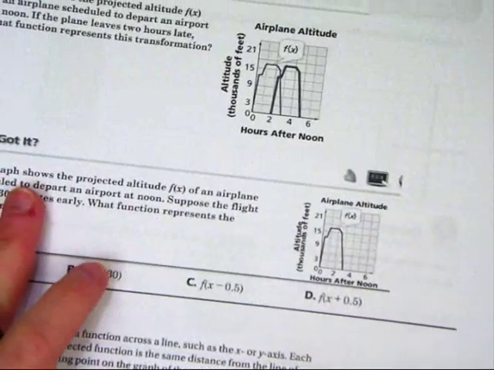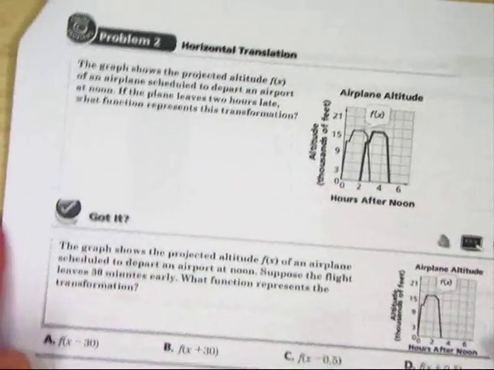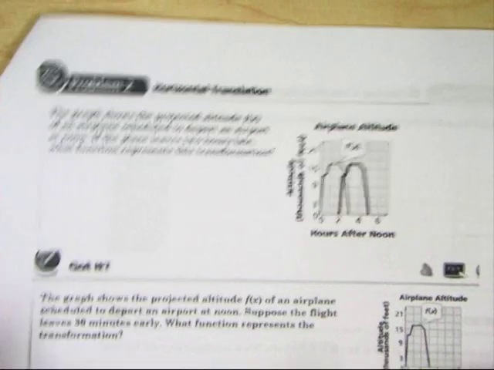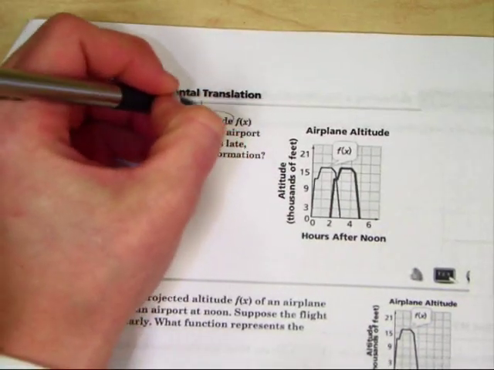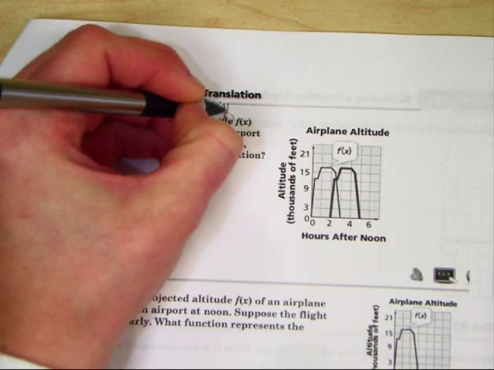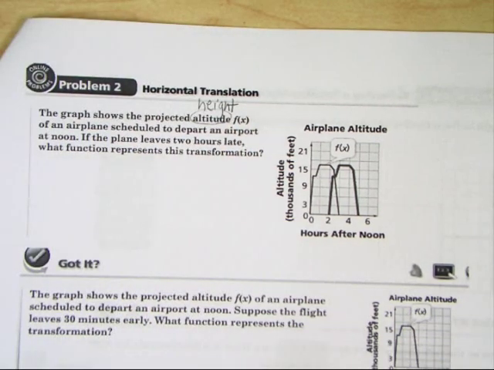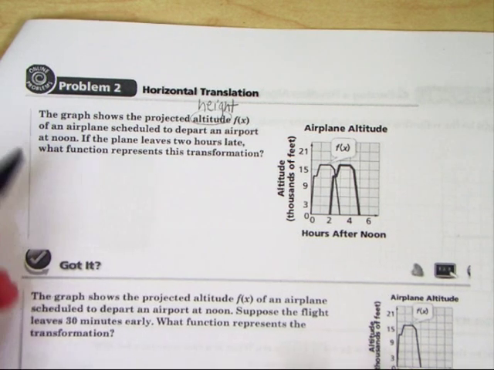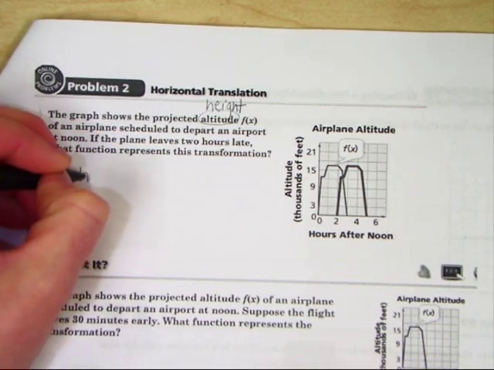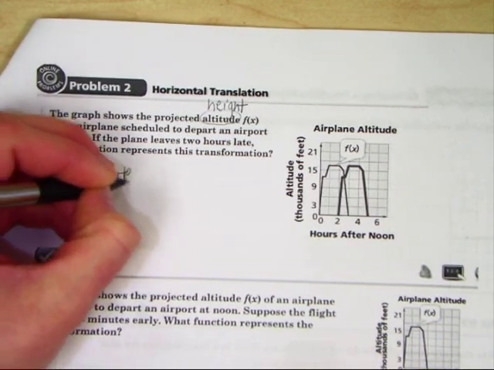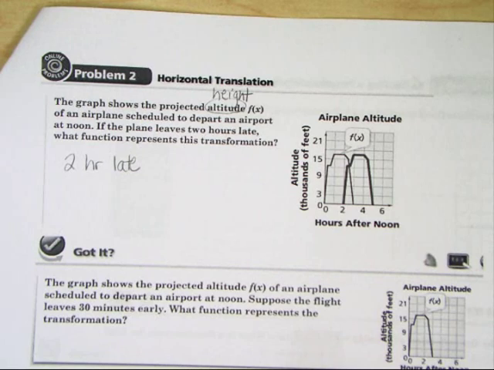Moving on to problem 2. The graph shows the projected altitude. By the way, if you don't know what that word means, it means height. This graph shows the projected altitude of an airplane scheduled to depart at noon. The plane leaves 2 hours late. Let's go ahead and write that down. 2 hours late. What function represents this transformation?